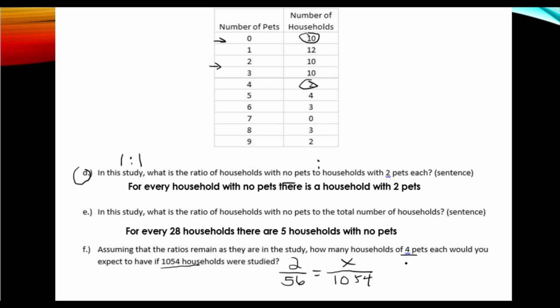And I get 37.6. And it's hard to have 0.6 of a household. But you can have it in the ratio, but you can't have it in real life, which I would round to 38. So these are pretty equivalent, right? This ratio here is equivalent to this ratio here, and I solved it using a proportion.